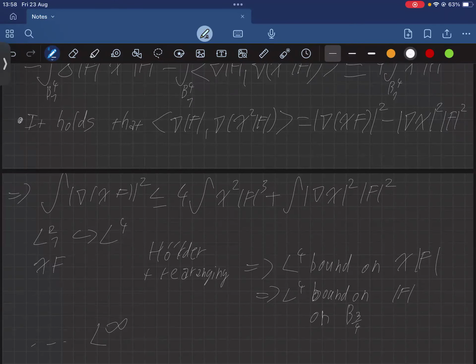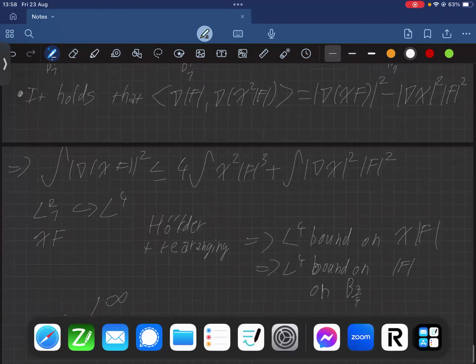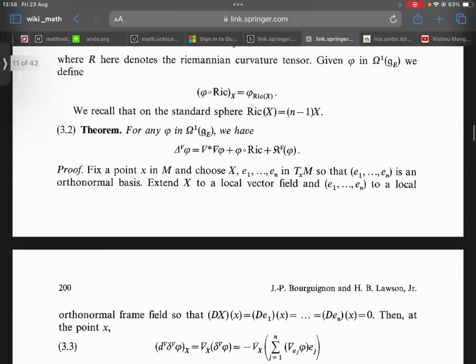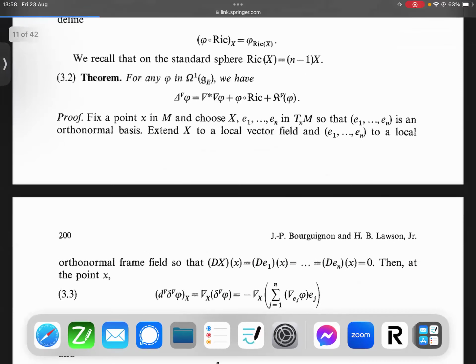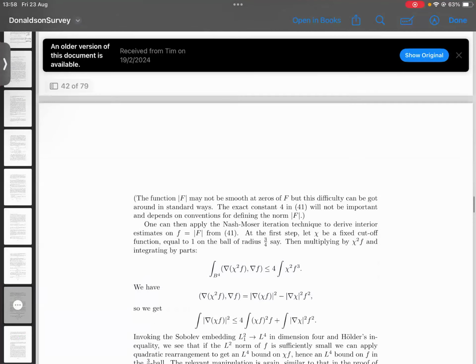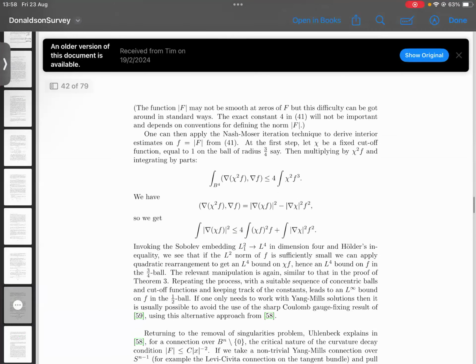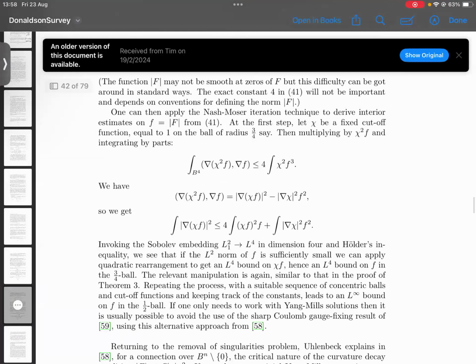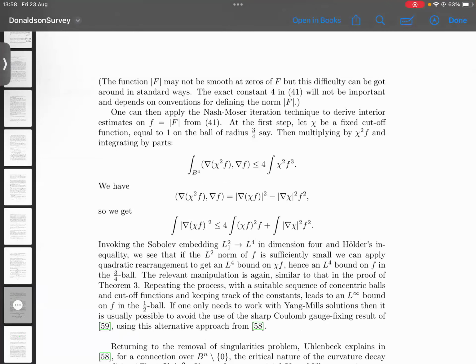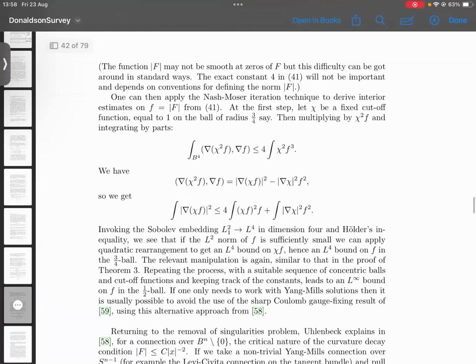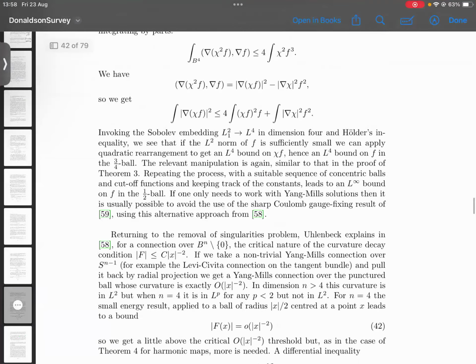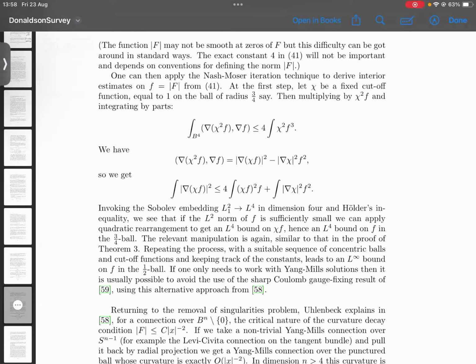Right. I can, I guess, show it to you. So yeah, I can't see it in Uhlenbeck's paper. Yeah, it's right here in the Donaldson survey paper. Can you see the document now? Yeah, what page is that? 42 or so. 42, yeah. Okay, thanks.